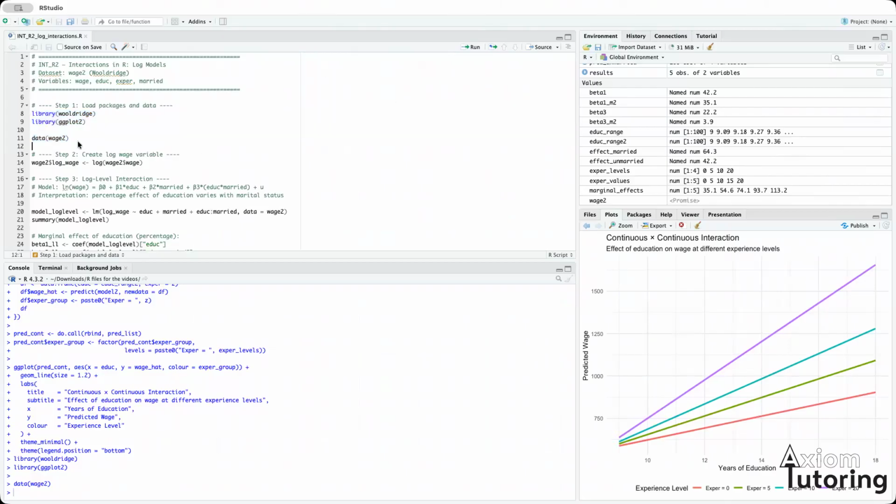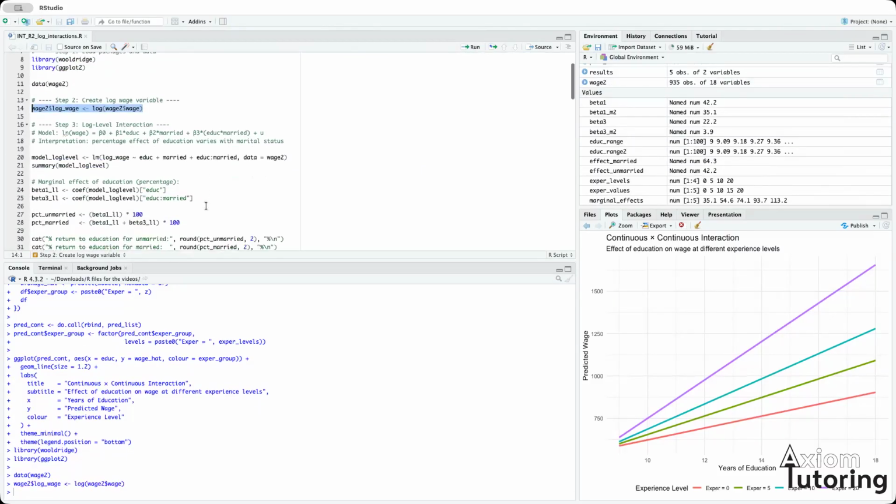We're going to use the same dataset, wage2, that we have used in the previous video. But in order to move into the log case, we have to log the wage variable using R's built-in log function, which is going to give us ln wage, which is right here. The model that we are looking into now is ln wage equal to beta 0 plus beta 1 education, married, education and married.